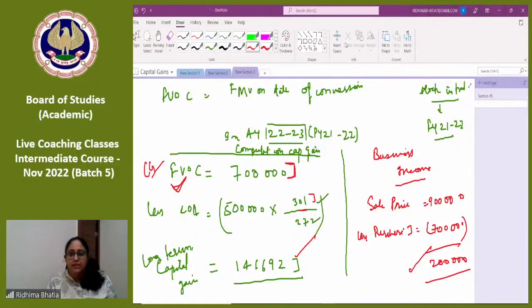For a converted asset, the year of taxability for capital gain and business gain would be the same, because here the year of transfer is when the conversion has happened. Year of taxability would be when the business income is realized, or when the stock in trade was actually sold. So hence the business income and capital gain income would happen in the same year, Vanati.